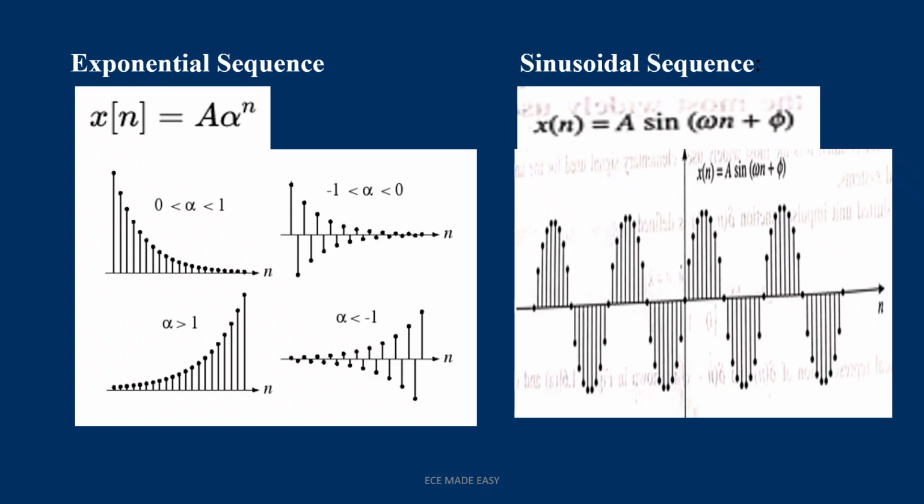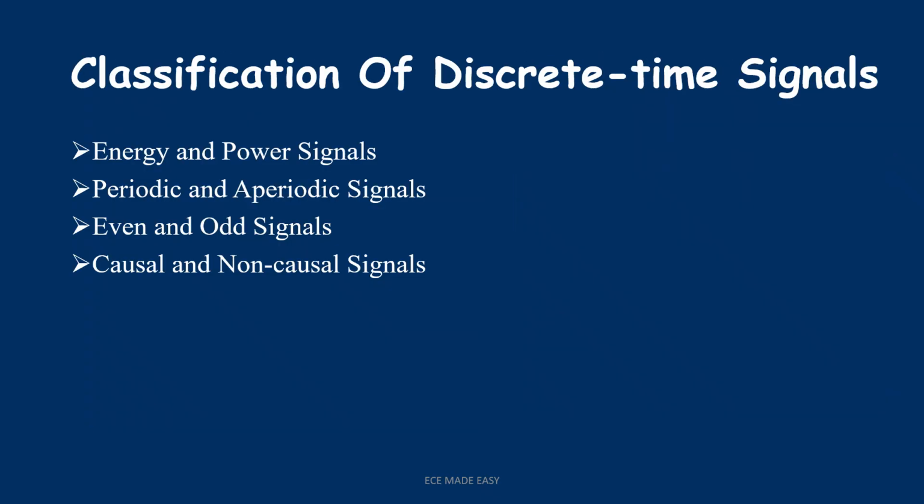Coming to the sinusoidal sequence, the general equation of the sinusoidal sequence is given by x of n equal to A sine of omega n plus phi. A is amplitude, omega is the angular frequency, n is here the x-axis and phi is the initial phase. So the discrete sinusoidal signal can be shown in the figure.